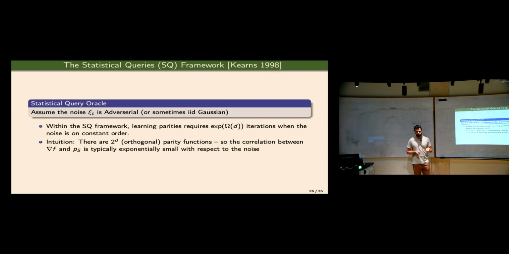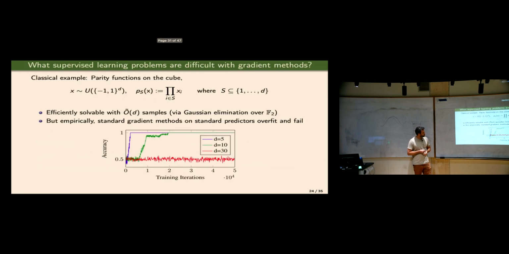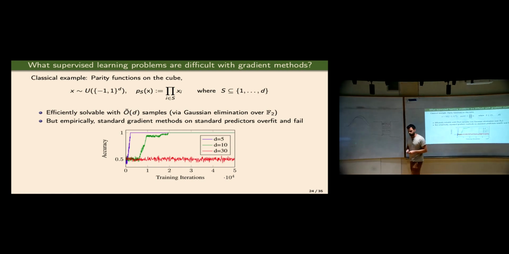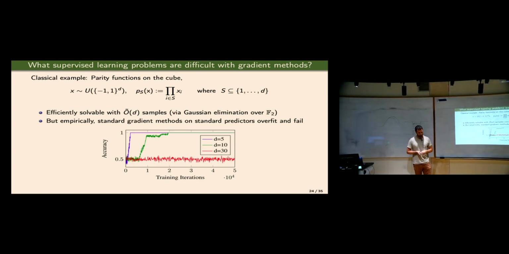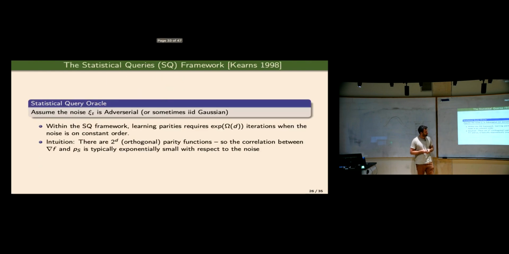For example, in the parity example that I gave, once you replace the noise with a Gaussian or something adversarial, then you can show that you need exponentially many iterations to converge. The rough idea is that all of these functions are orthogonal to each other. And so when you look at a gradient, it can't point you towards many of them at the same time. And so eventually the noise is going to be much bigger and you can't really learn anything this way.